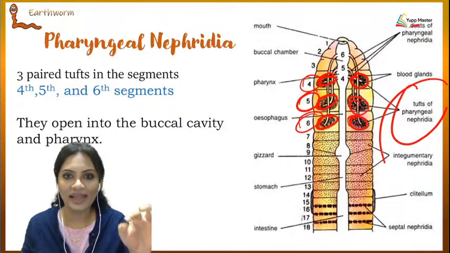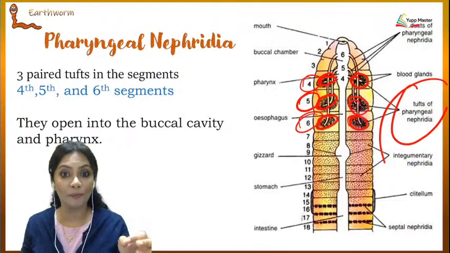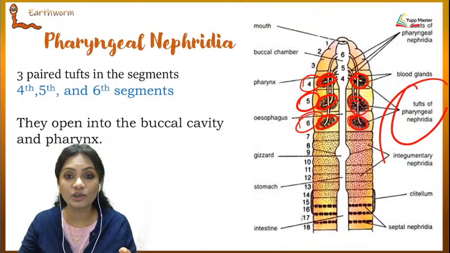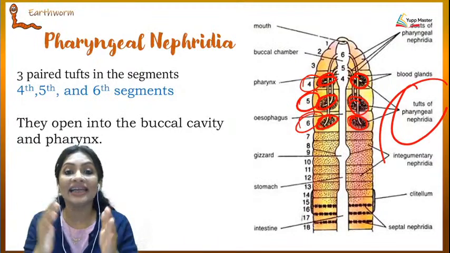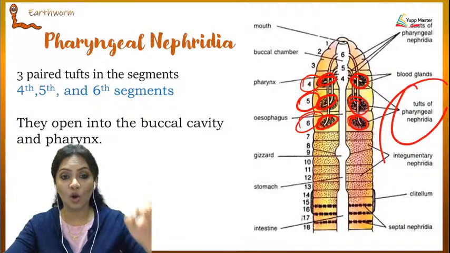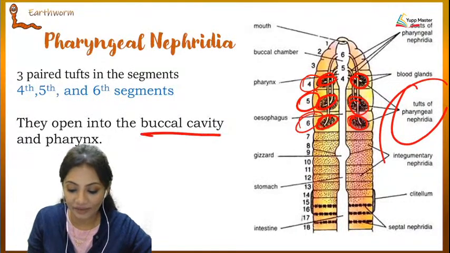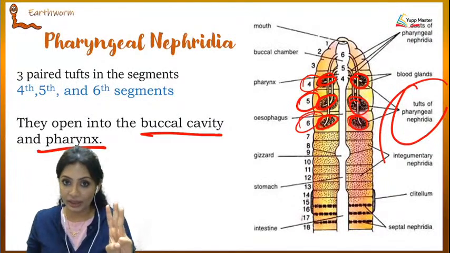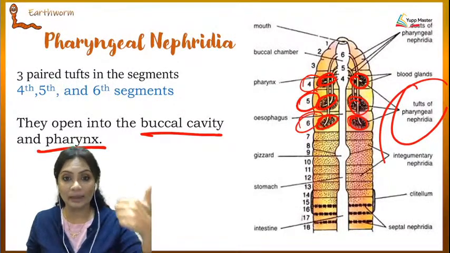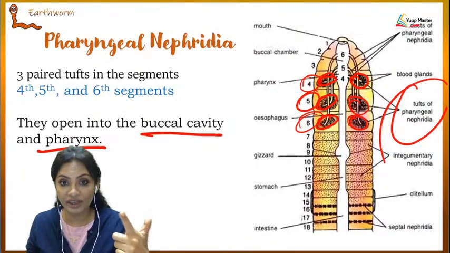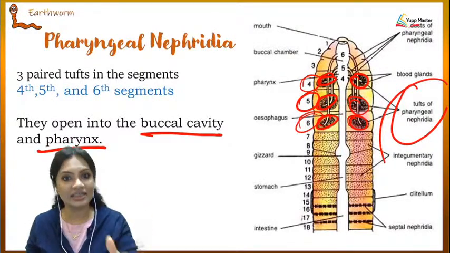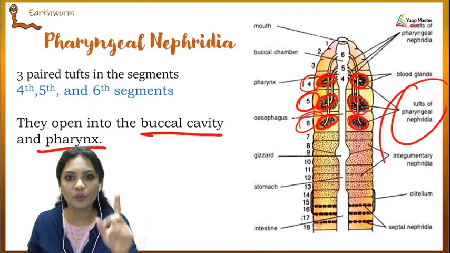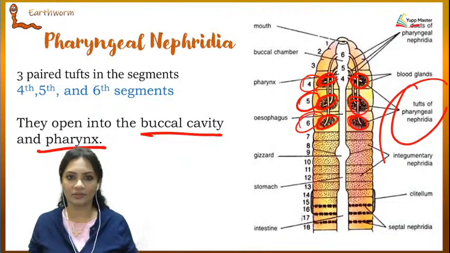Now the next point: where do they open? These are nephridia which also pour their secretions inside the digestive system. They open into the buccal cavity and into the pharynx. So out of our three nephridia, the septal and the pharyngeal are the ones pouring their secretions inside the digestive system, but it was the integumentary nephridia which poured its secretion to the exterior.